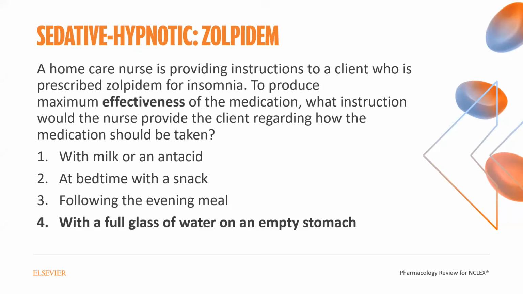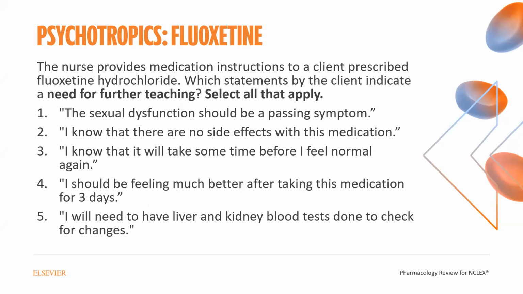All right, moving on to the next slide, we have a question about the psychotropic medication fluoxetine. The nurse provides medication instructions to a client prescribed fluoxetine hydrochloride. Which statements by the client indicate a need for further teaching? Select all that apply. 1, the sexual dysfunction should be a passing symptom. 2, I know that there are no side effects with this medication. 3, I know that it will take some time before I feel normal again. 4, I should be feeling much better after taking this medication for 3 days. And 5, I will need to have liver and kidney blood tests done to check for changes.